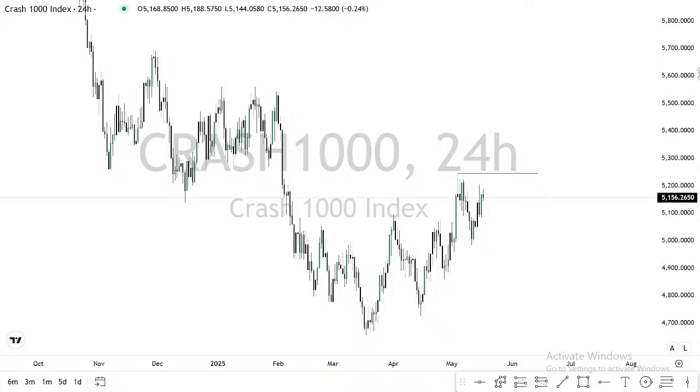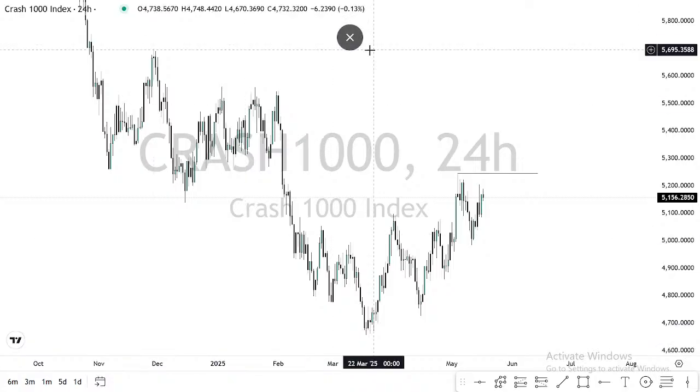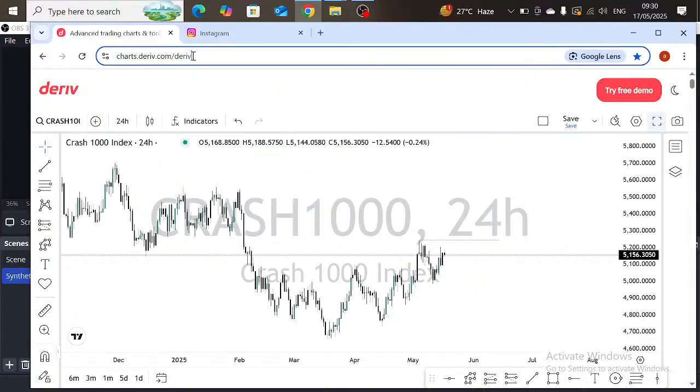How do you access volatility on TradingView? This is the link. Let me show you. Charts.deriv.com. This is the link. You will not access it on normal TradingView Deriv.